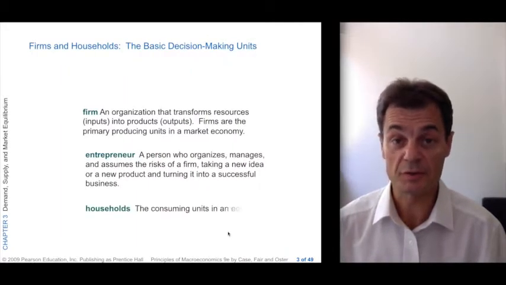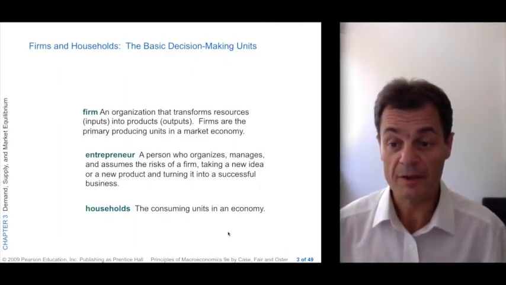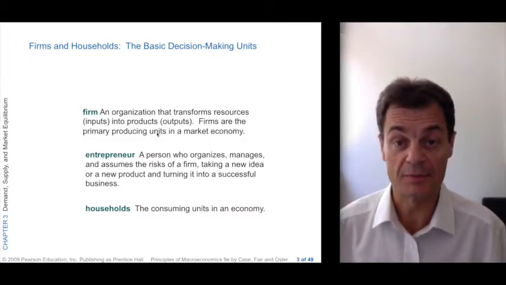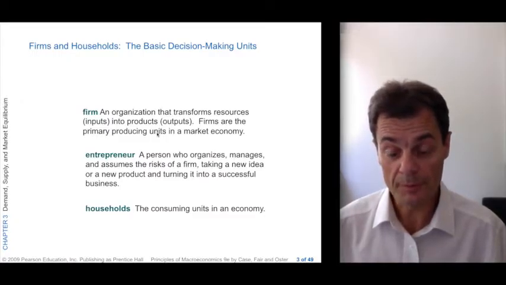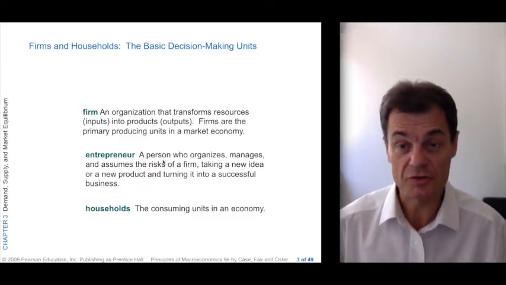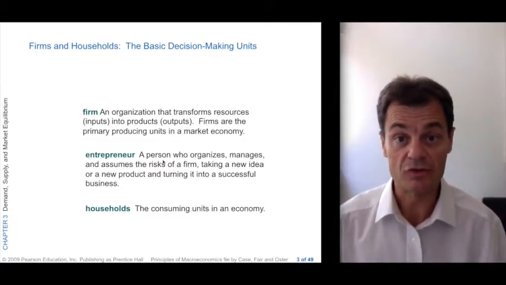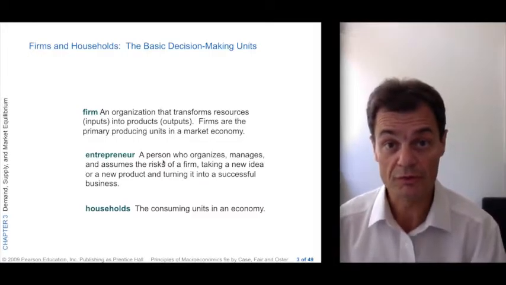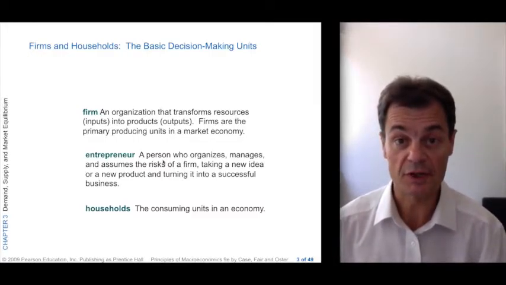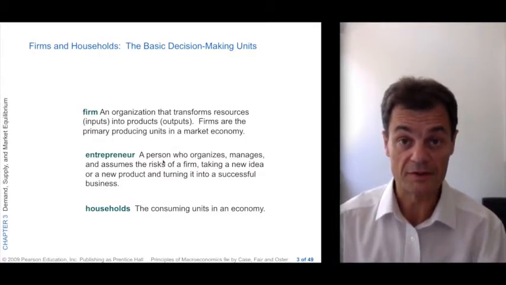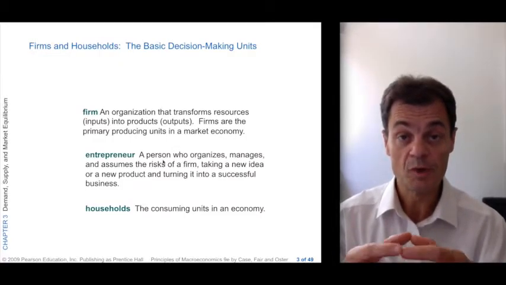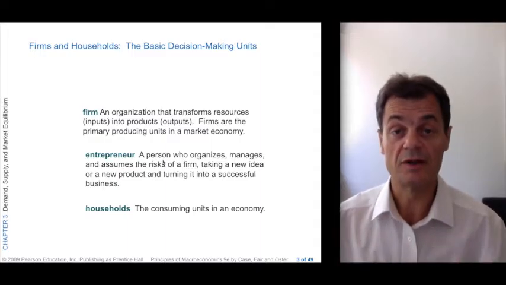But first of all, let's start with a few definitions. A firm is an organization that transforms resources, inputs, into products, outputs. Firms are the primary producing units in a market economy. An entrepreneur is a person who organizes, manages and assumes the risk of a firm, taking a new idea or a new product and turning it into a successful business. The households are the consuming units in an economy. They are basically the families, the single smallest unit within the economic context.